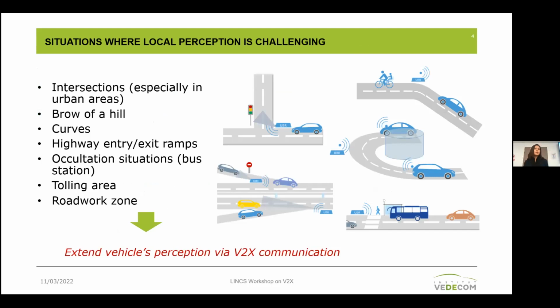This situation is also especially difficult in certain scenarios, like at intersections or at highway entry-exit points, or some bus stations, or tolling areas. There are tons of situations we can imagine where local sensors will not work. So there we are talking about V2X communication, and how V2X communication helps vehicles to have extended perception.